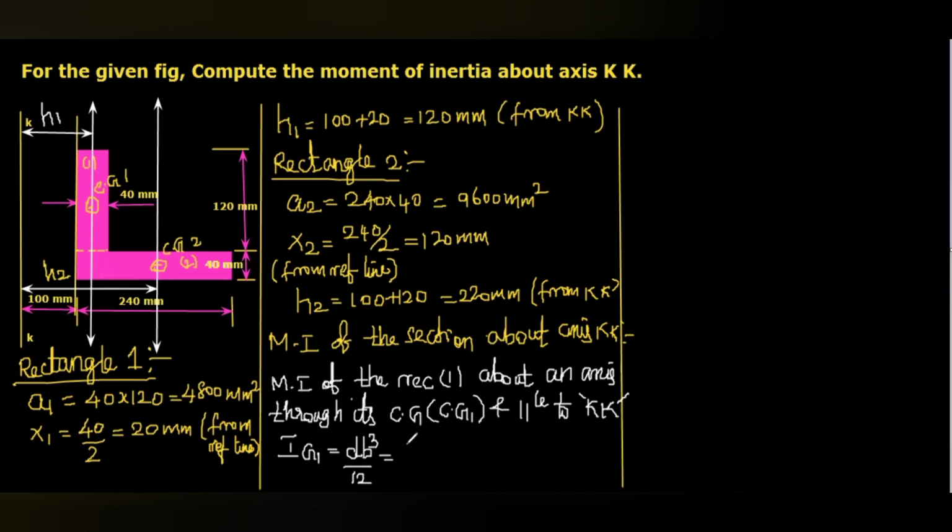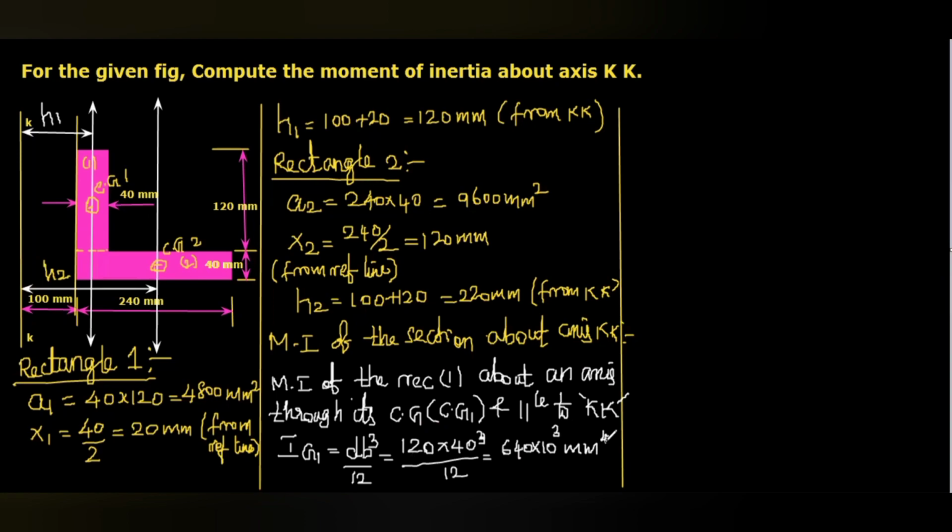For this, D is 120 and B is 40. So 120 multiplied with 40 cube, divided by 12. By simplification, we will get IG1 equal to 640 into 10 power 3 mm power 4.